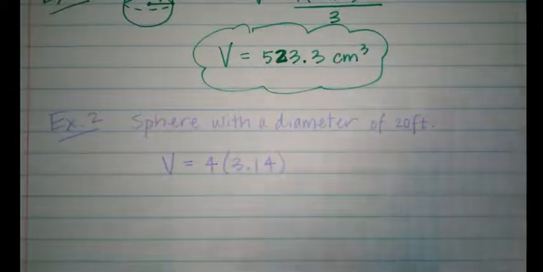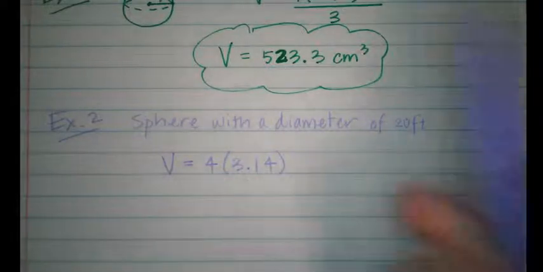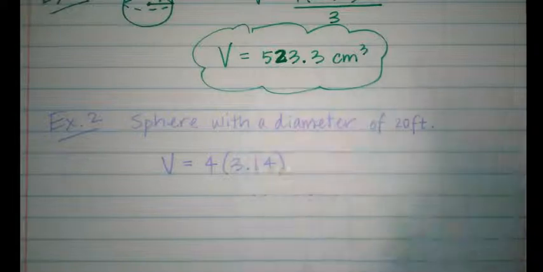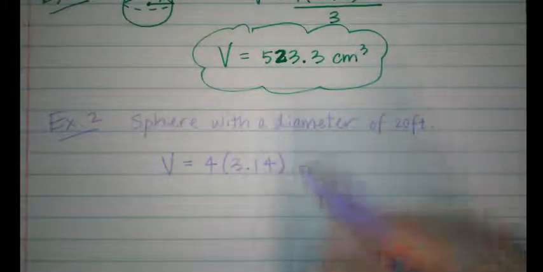All right, so again, we're going to use our formula. So we have that the volume is 4 times 3.14. Uh-oh, I think that's Max calling me. Sorry about that. Sorry.